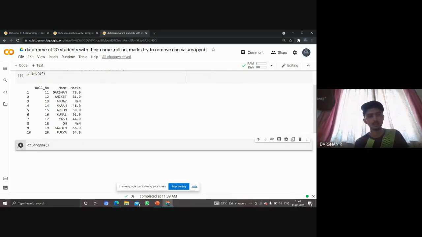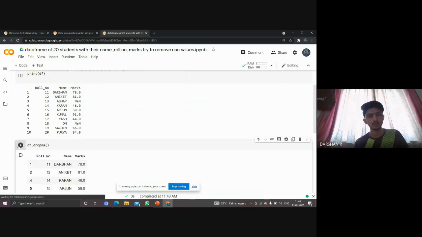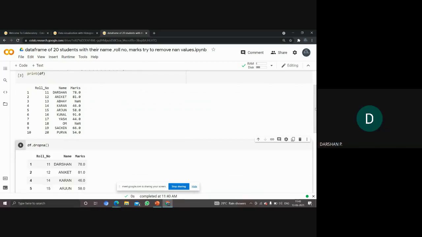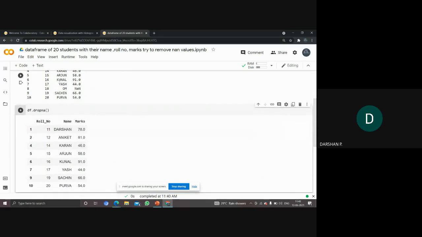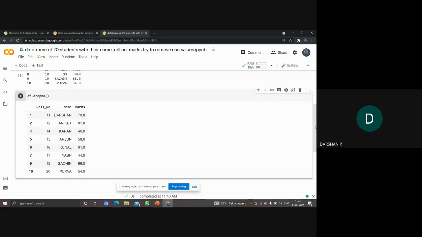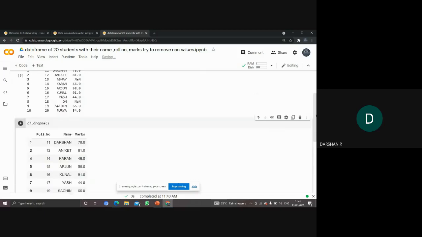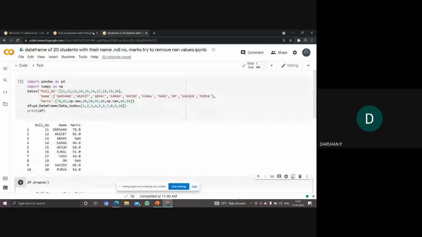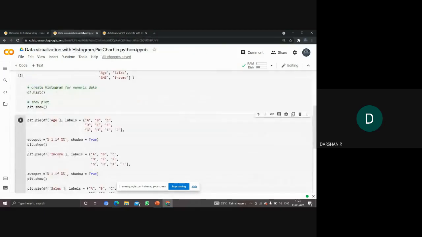So here we run this code. Here, where the NaN values were at number 3 and number 8, those rows get directly removed from the data. So this is the function of df.dropna. Okay, and my number 3 question is about data visualization with a histogram.